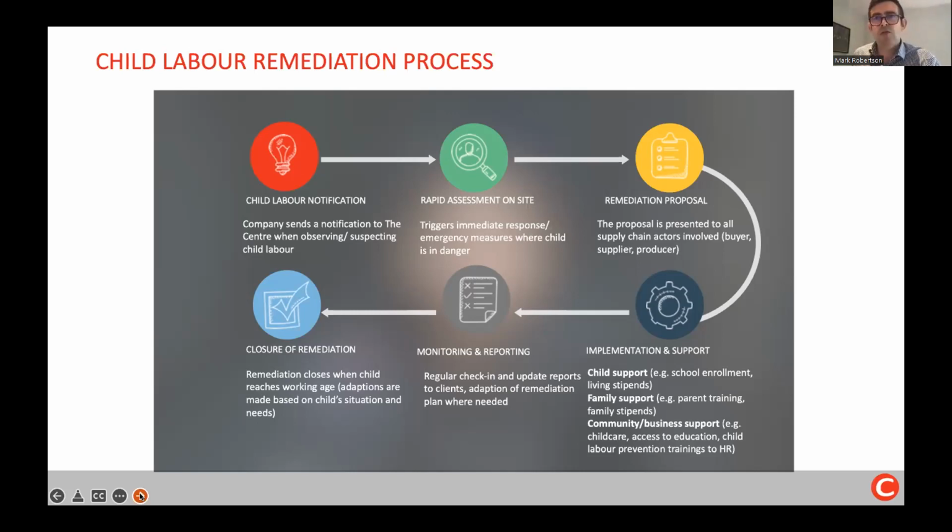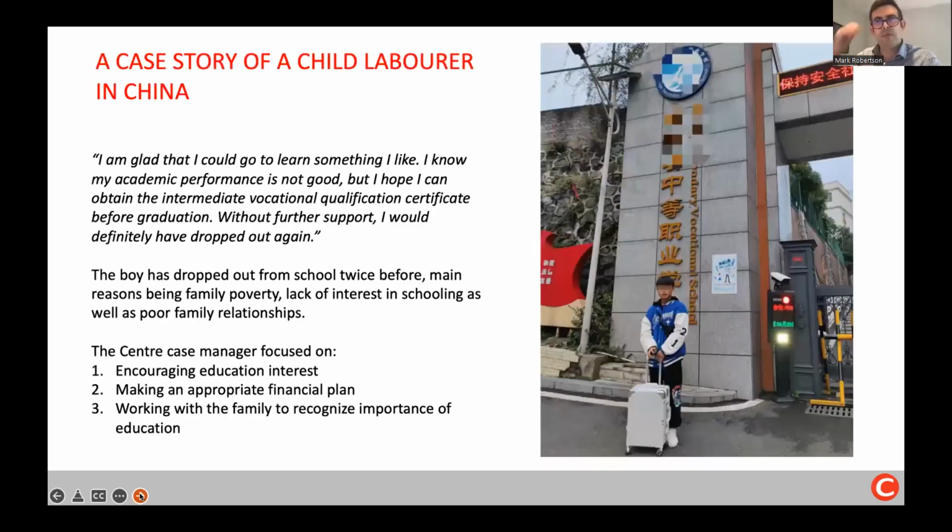It's important when you're working on child labour remediation to have consistent monitoring and reporting as well. So make sure that you are following the progress of child labour cases in your supply chain, and really understanding the needs of the child at different ages as well. So that's a quick overview of the processes that we've implemented to address child labour risks. But just to give you a very quick example, this is a case that we've worked on in the last few months. Just an example of a child labourer that we've worked with.